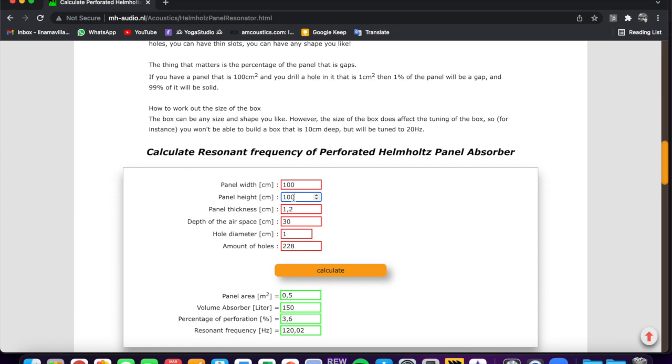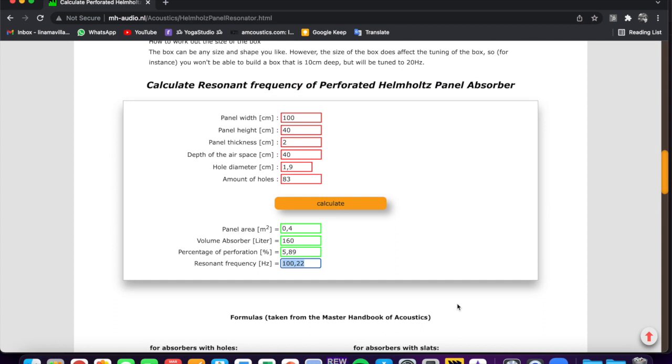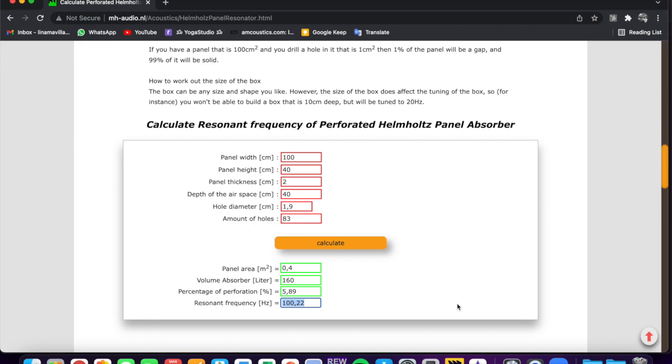That was the wood panel we found on the market. The panel thickness was 2 centimeters. That was also regarding the wood panel we found in the market. And the depth of the airspace was 40 centimeters, according to the location in our studio. With the hole diameter, we chose 1.9 centimeters, that is 3/4 inch. And for the amount of holes, we chose 83 holes. So when we calculated this, we found the frequency of resonance was around 100 Hz. Then we used some absorbent material inside the Helmholtz resonator to increase the bandwidth around this 100 Hz.